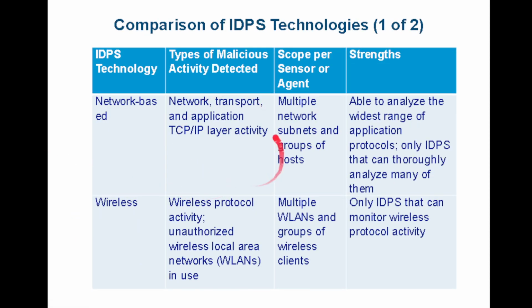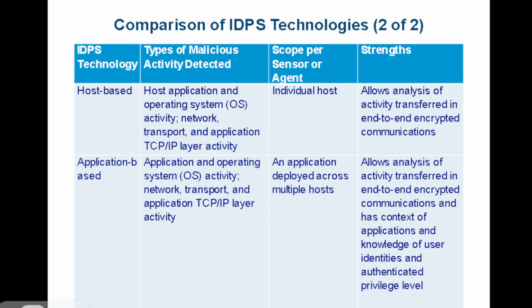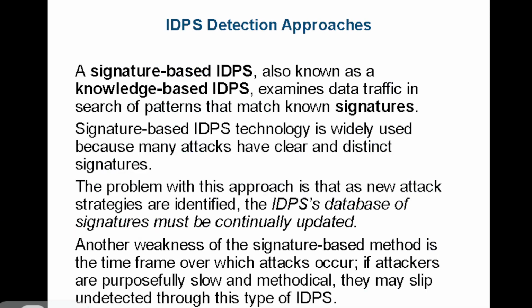So network-based, wireless network-based, can analyze everything, can analyze wireless activity. Host-based watches for things on the individual host. Application-based allows you to watch for specific activity within a specific application. Signature-based can be used on any of those levels. Basic behavior, specific signature.